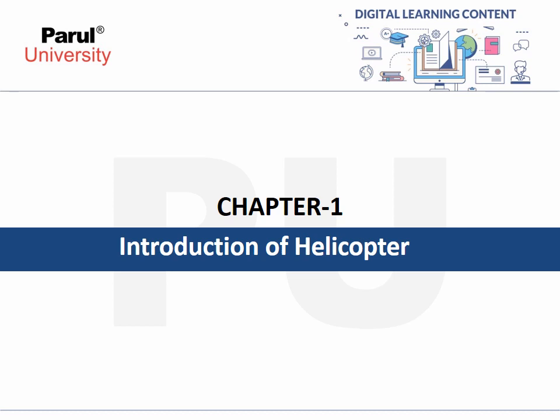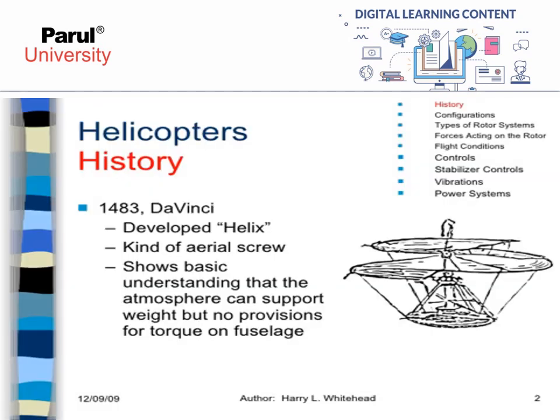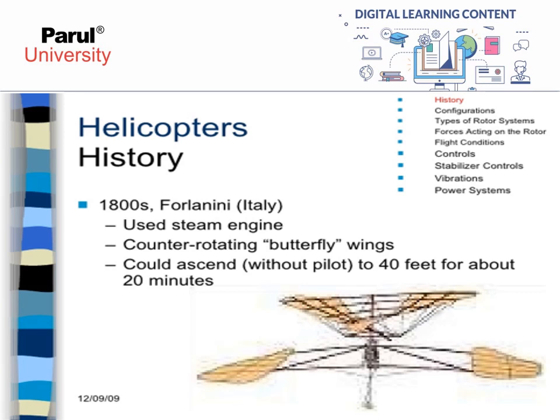First, what is the helicopter history? In 1483, Da Vinci developed the helix, a kind of aerial screw. The basic understanding was that the atmosphere can support weight, but there was no provision for torque on the fuselage, right? Now in the 1800s, Forlanini, an Italian scientist, used a steam engine with counter-rotating butterfly wings that could lift, without a pilot, to 40 feet for about 20 minutes.